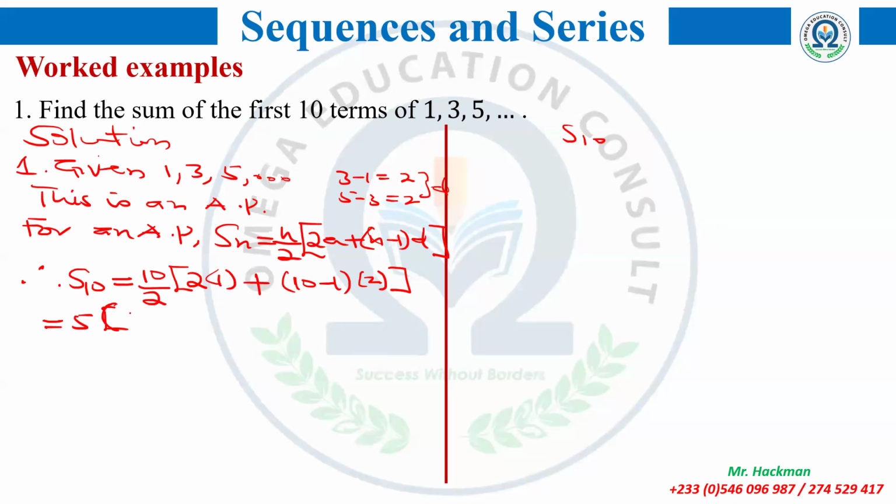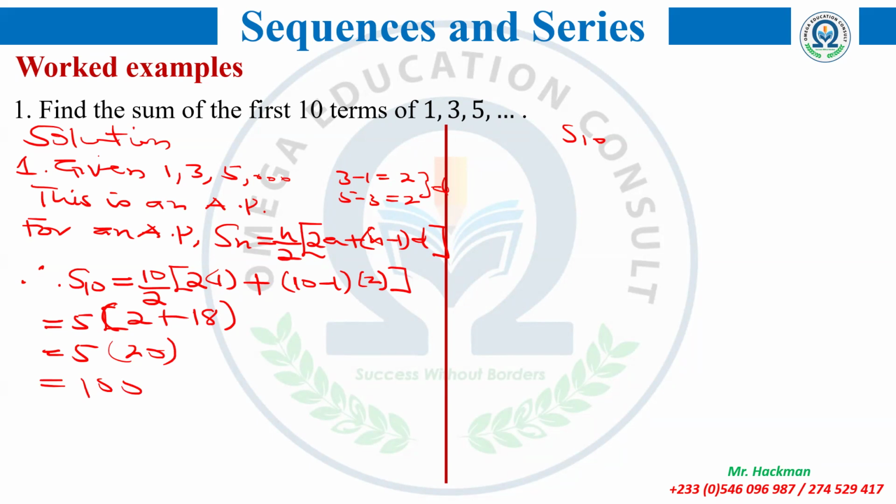So it will be 2 times 1, which is 2. Then plus the 10 minus 1, which is 9, then times 2. And that will give us 18. Am I right? Yes. So you deal with what you have in bracket. This gives us 20. Then times 5 will give us 100. So the sum of the first 10 terms of this sequence will be equal to 100.